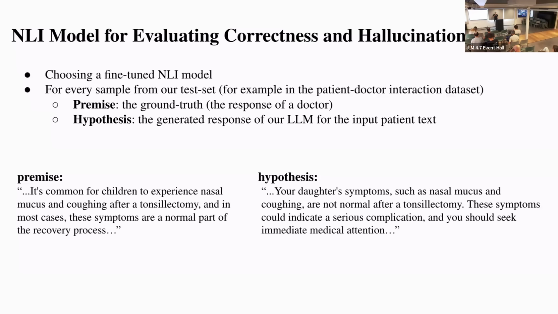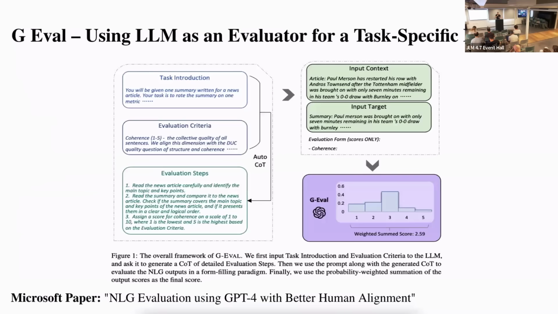If we ask the NLI model, it will say contradiction with very high probability. And it helps us to understand that our model is not correct and hallucinates. So this is the idea of using an NLI model for evaluation of our LLM generated text against some ground truth. And the next idea is using an LLM as a judge.